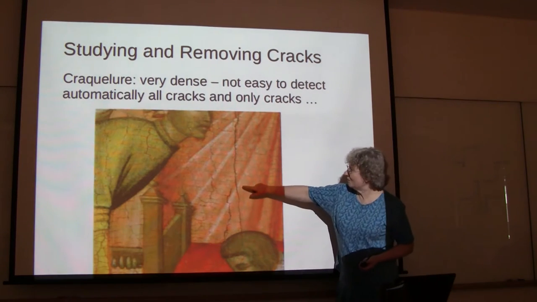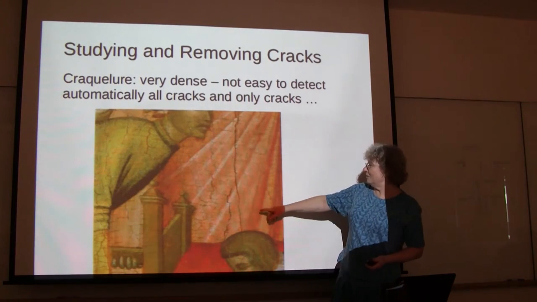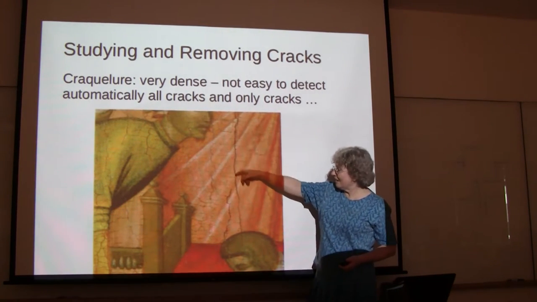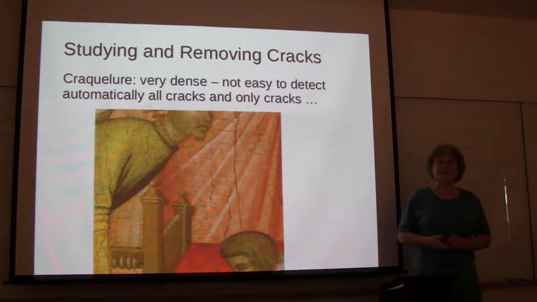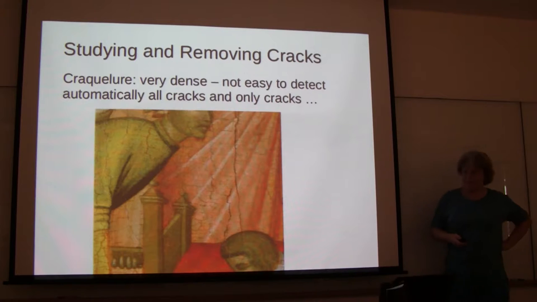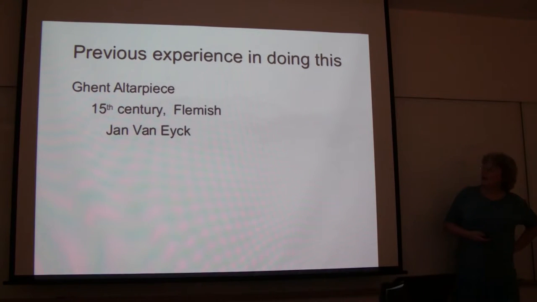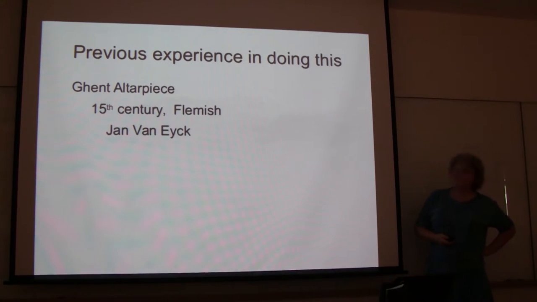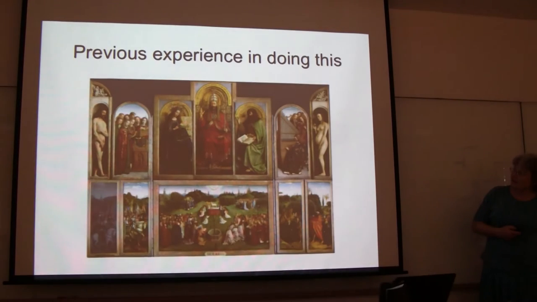First of all, the crack pixels don't have the same color at all. And all the browns that you find in these cracks are also browns that you find in the painting itself. Nevertheless, I was convinced that we could do it because we had done it before. We had done it in a more challenging situation, on an altarpiece that's actually one century younger. That's a very famous altarpiece in Belgium by Jan van Eyck.